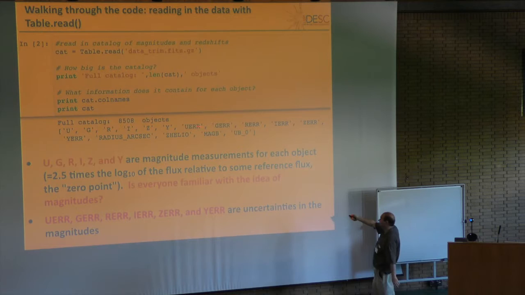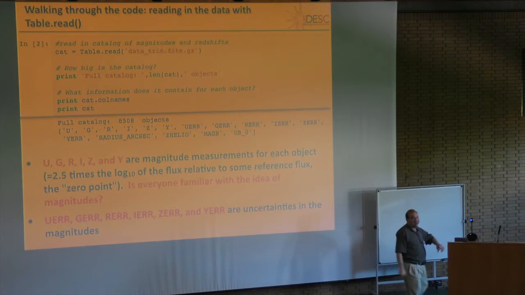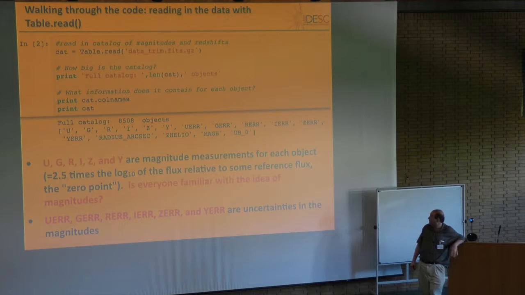So first of all, U, G, R, I, Z, and Y are magnitude measurements. So a magnitude is an astronomer's way of recording log flux, basically. So it's minus 2.5 times the log 10 of the flux relative to some reference flux, which we call the zero point. We have errors in all those quantities, which we'll use.